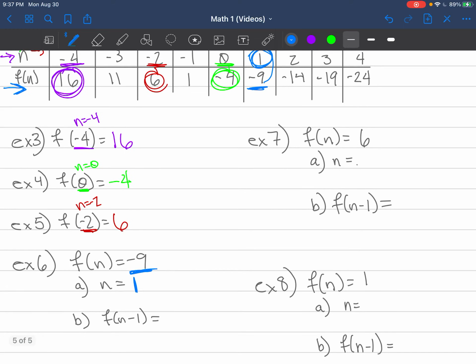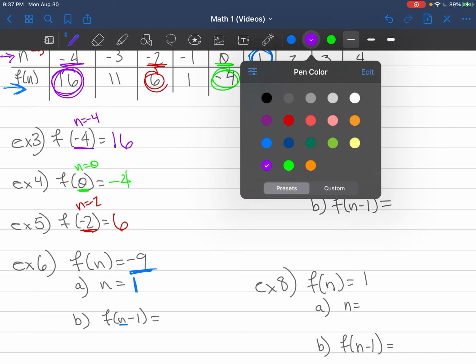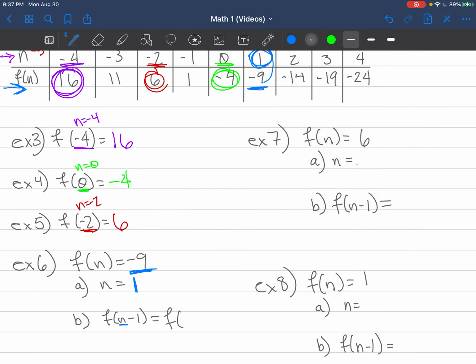Now, not only that, but let's take this 1 that n equals and replace it here. So now we're going to have f of 1 minus 1. Well, 1 minus 1 gives me f of 0. And f of 0, looking at my table, is saying n equals 0 is negative 4, right? That's this guy right here.